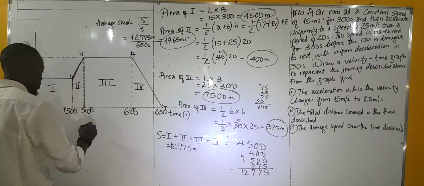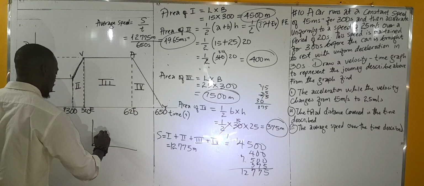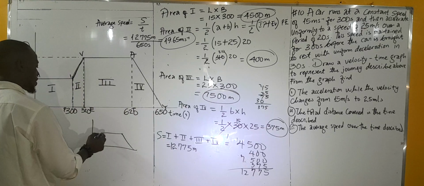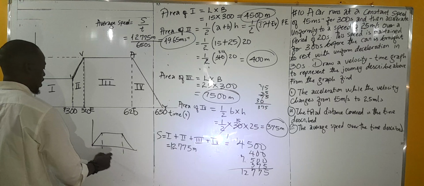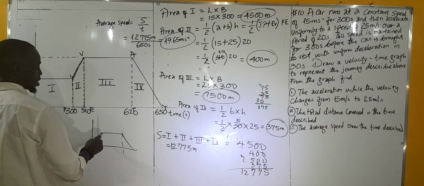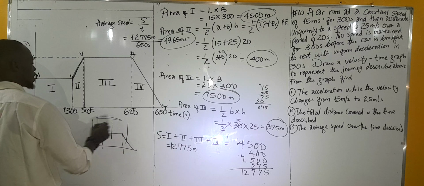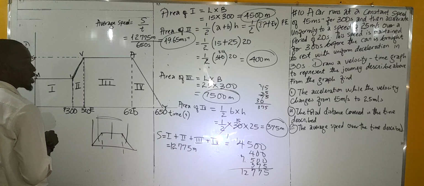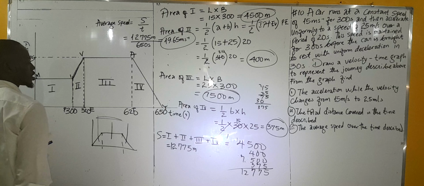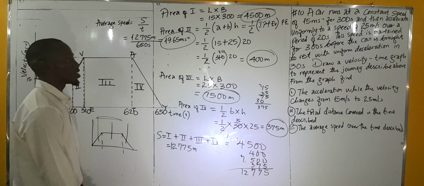Sometimes the graph can be like this. Most times it's like this. So what we have here is a rectangle, a triangle, a rectangle, a triangle, and then you have the total area of each of these. That's how we find the total distance.